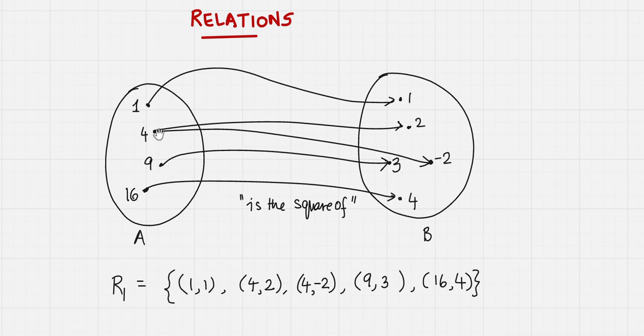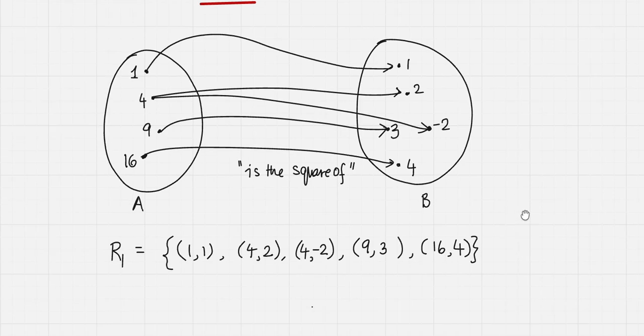For example, 1 is the square of 1, 4 is the square of 2, 4 is also the square of minus 2, 9 is the square of 3, 16 is the square of 4. And we write it in this format, where we write them pairwise: 1 paired with 1, 4 paired with 2, 4 also paired with minus 2, and so on.